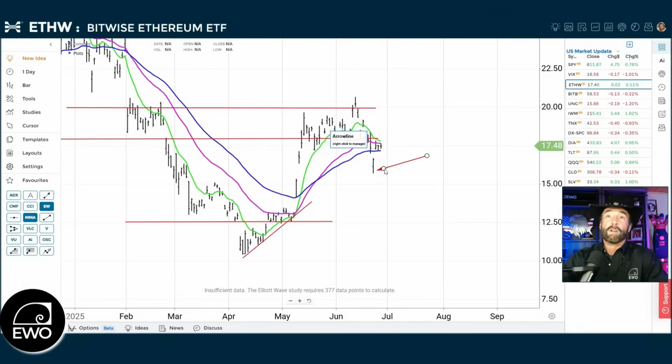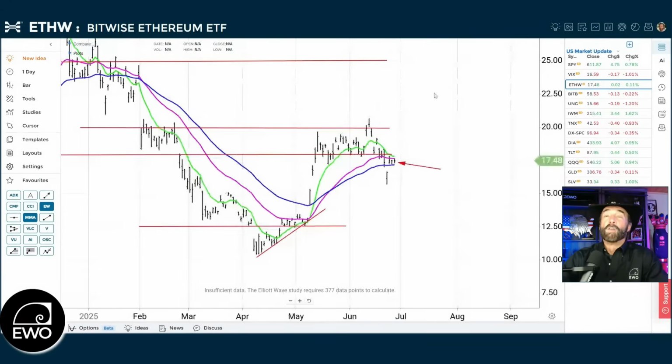We were in danger of giving all of this vertical move back where we went just straight up from 12.5 to 17.5. Again, what goes vertically up oftentimes comes vertically lower. That was what we were in danger of seeing, but for now, we're safe. Again, we'll see how things play out over the next couple of trading days.